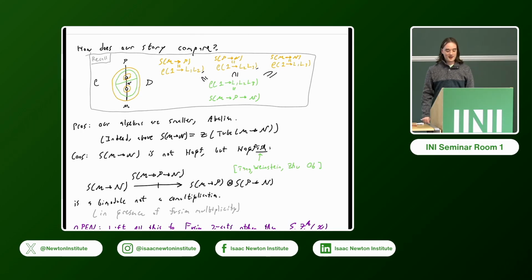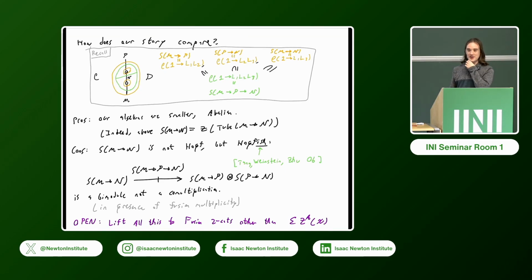So how does our story compare to that? Well, we also have something very similar. I have this green bimodule in place of a co-multiplication. Our algebras are smaller than the tube algebra. They're all abelian. If my results are correct, then they must perforce be the centers of the tube algebras considered in the paper of Kitaev and Kong. So I think those are all pros. It makes it easier to compute when you have a smaller algebra and the algebra is commutative.